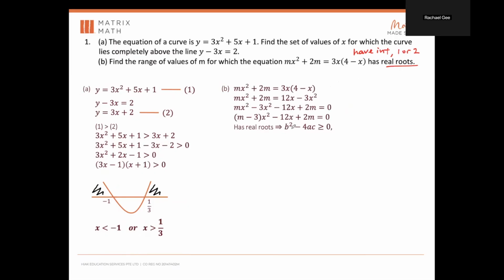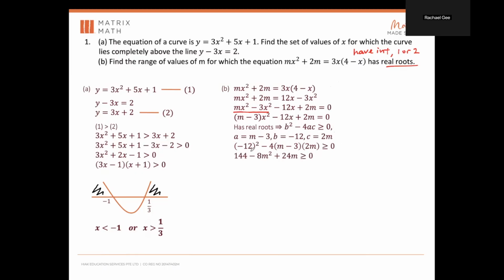So over here, b squared minus 4ac more than 0. So first, you rearrange all of the things, you expand out and then bring all to one side. You can choose to factorize out your x squared so that you can see your a better, okay? Or you want to keep it like this, it's fine as well. So a is m minus 3, b is minus 12, and then c is 2m. So since b squared minus 4ac is more than or equal to 0, then you just put it like this. So b squared minus 4ac more than or equal to 0.